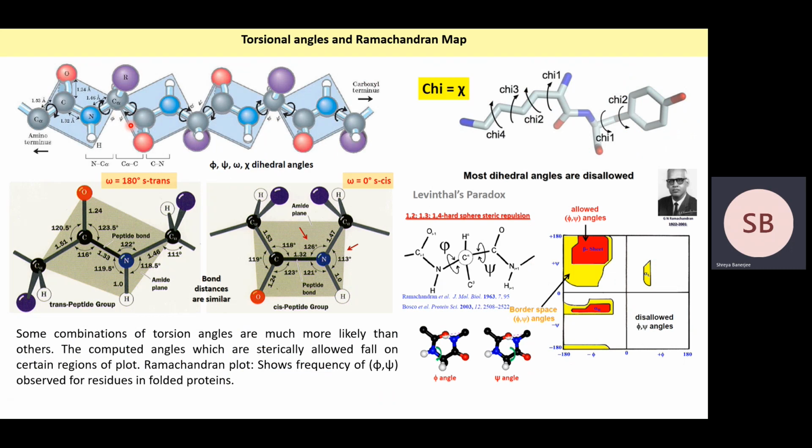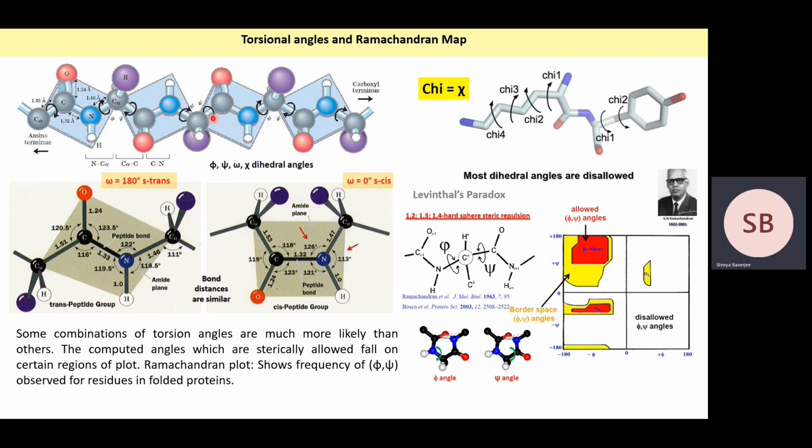Next, we will look at the torsional angles and the Ramachandran map. So here the peptide plane is shown. And if we want to find the phi torsional angle, then we have to start from one of the carbonyl carbons, go to the adjacent nitrogen, alpha carbon, and the next carbonyl carbon. So the dihedral angle formed by these 4 atoms is the phi dihedral angle.